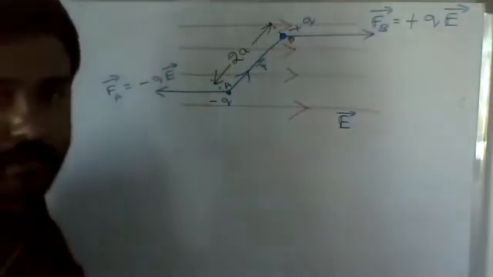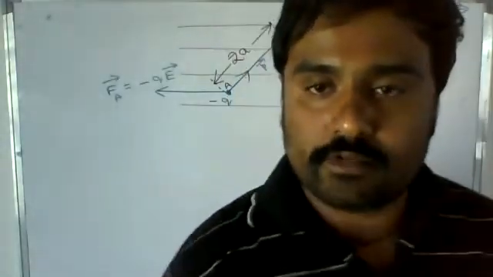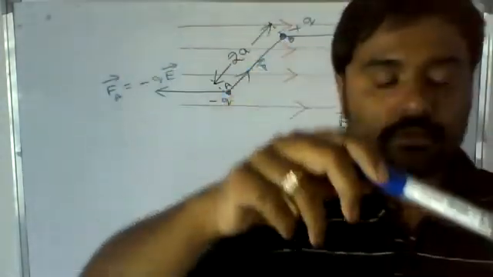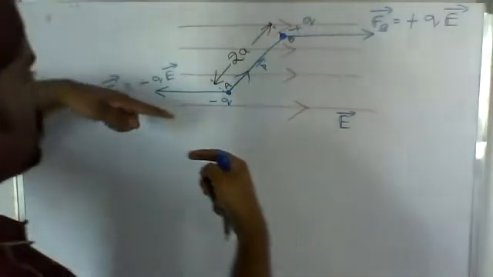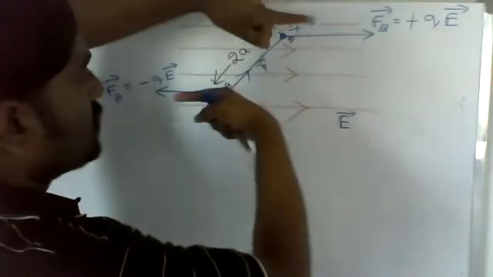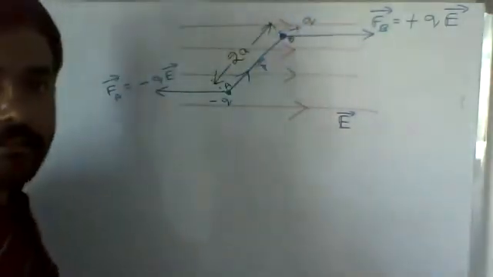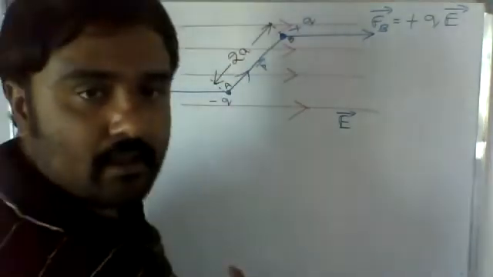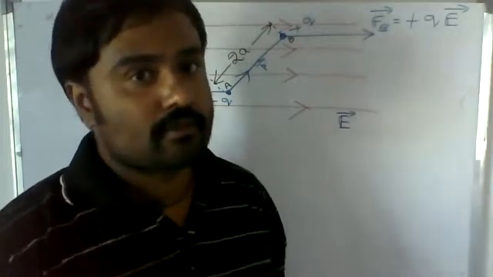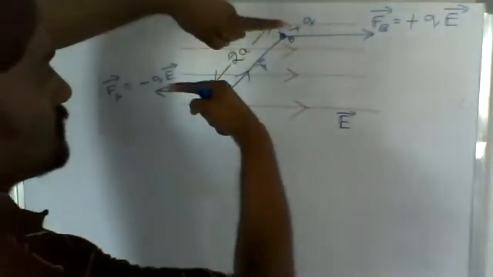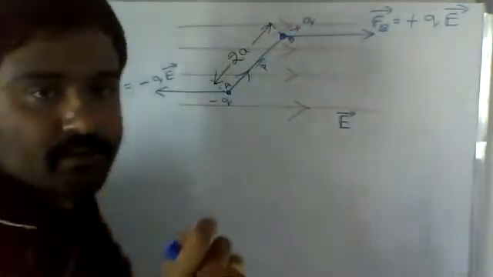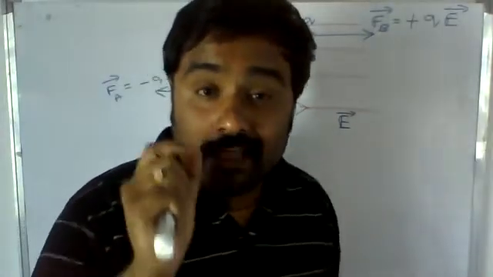So finally, what happens here? Two equal and opposite forces act on the electric dipole. Actually, that is called a couple. What is the meaning of couple? Couple means two equal and unlike parallel forces whose lines of action are different. That constitutes a couple.